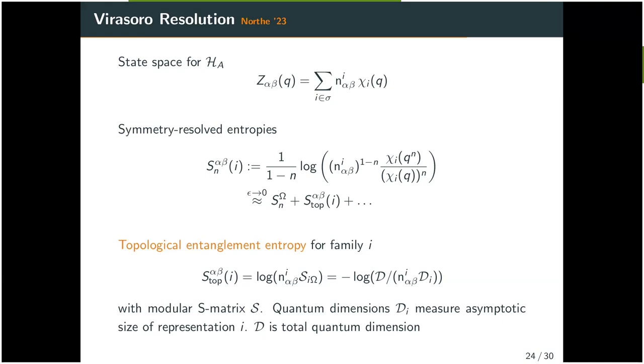So the definition is that it's a ratio of two characters, but in a limit. There's a limit, Q_i with Q, and in the limit where Q approaches one from below, this thing is going to become S_i0 divided by S_00, and that's it.